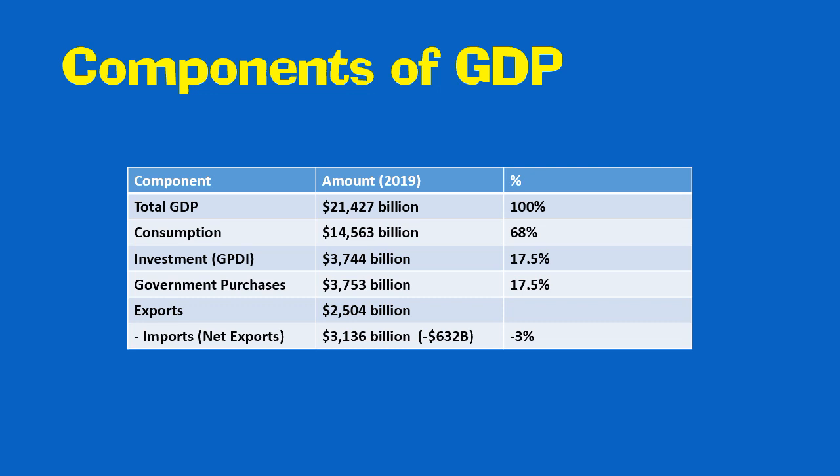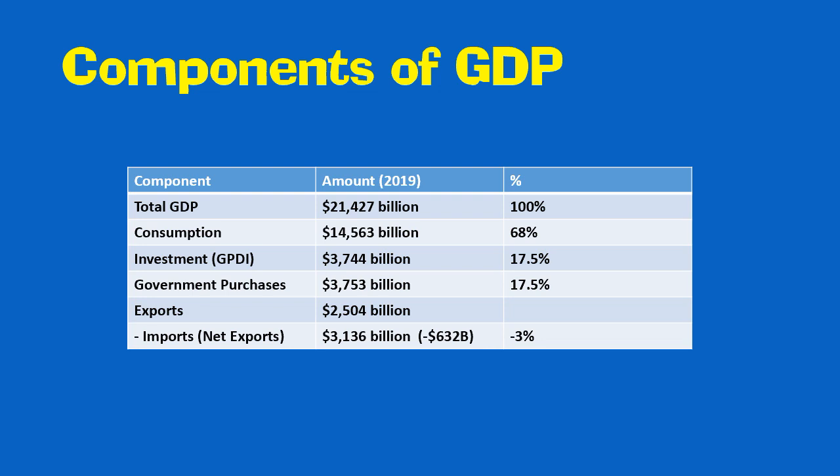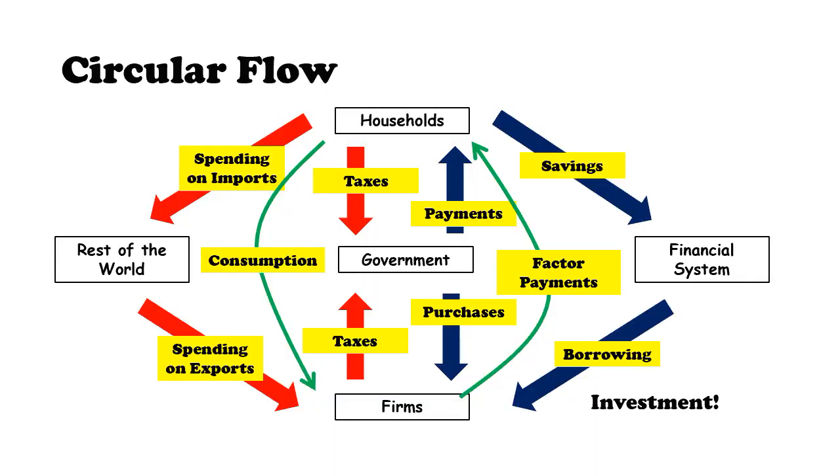Okay? Consumption, the green line here, the consumption, this part, that part is $14,563 billion. That's 68%. So a little more than 2/3 of all economic activity. Come back here. That one green line labeled consumption, that's 2/3 of this whole thing, roughly speaking.